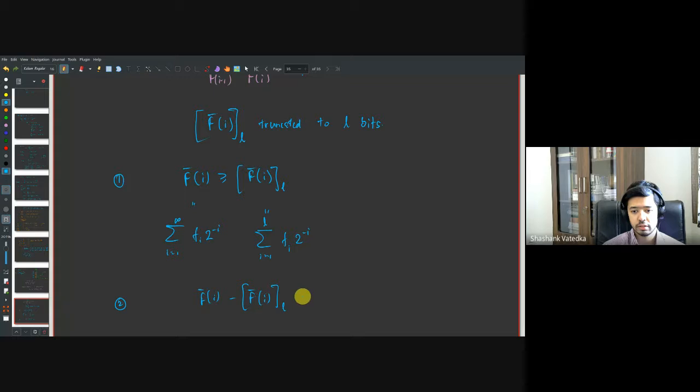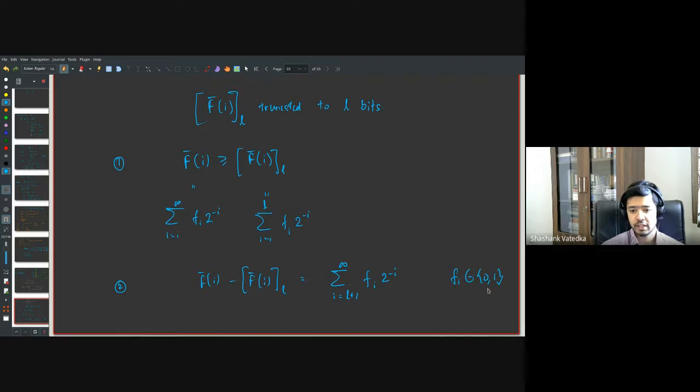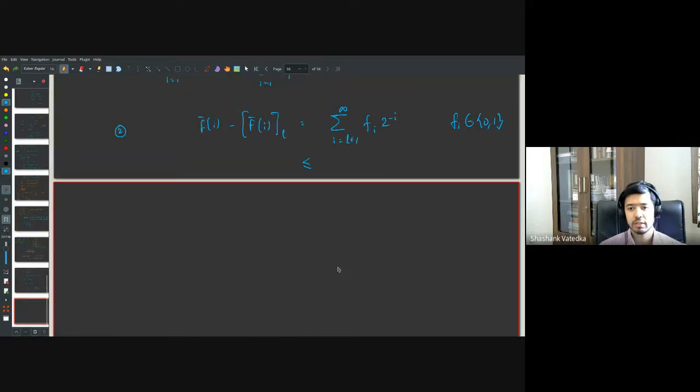So the error is exactly the summation from I equal to L plus 1 all the way up to infinity of f subscript I times 2 to the minus I. And remember, each f_i is either 0 or 1. This is a binary representation. Correct? So any hints as to how large this can be?